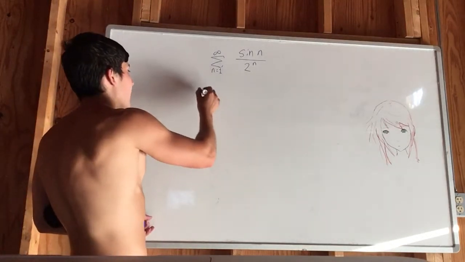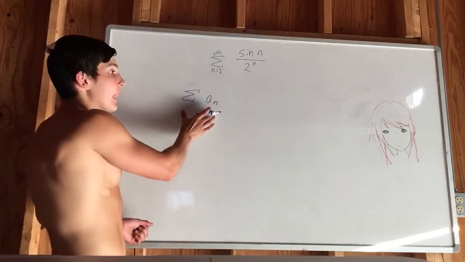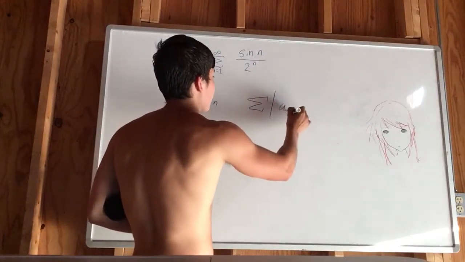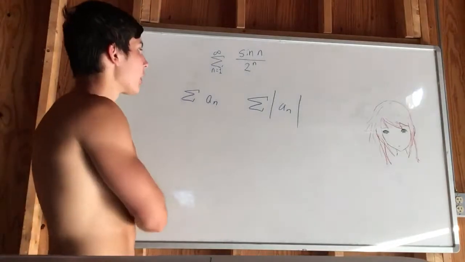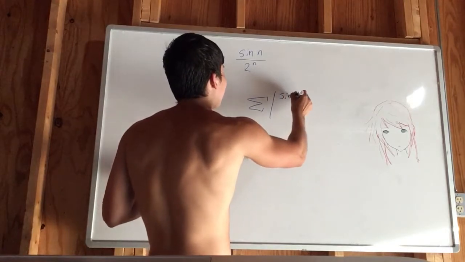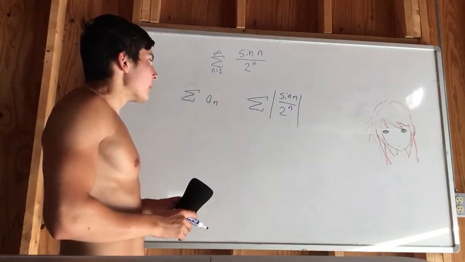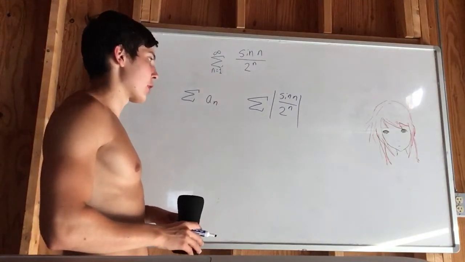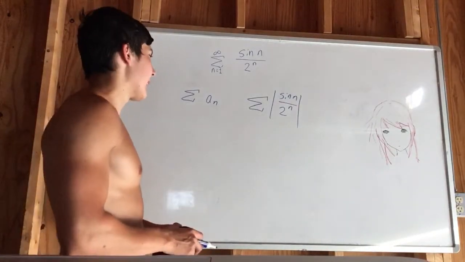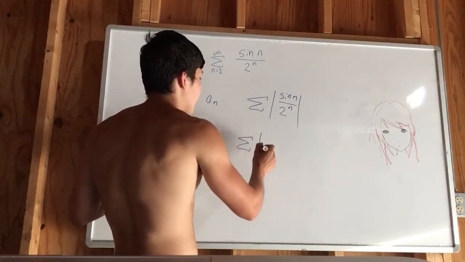We have a series with a sub n, and we say that this series has absolute convergence if this converges. So let's go ahead and make that substitution for a sub n. That would be sine of n over 2 to the power of n. Now we can check for convergence or divergence. A good method would probably be to use a comparison test. A comparison test is always a good idea because those tend to be quick if you can execute them.